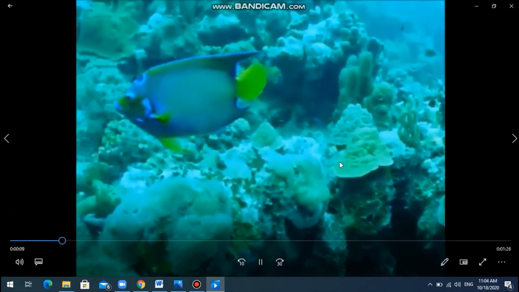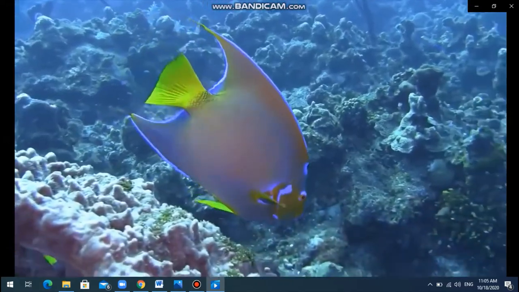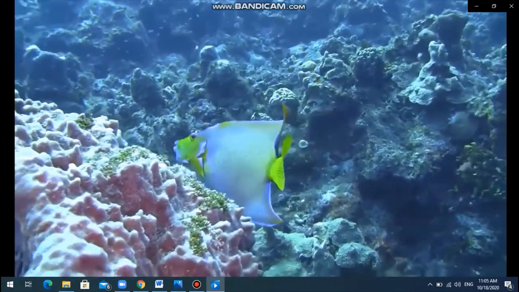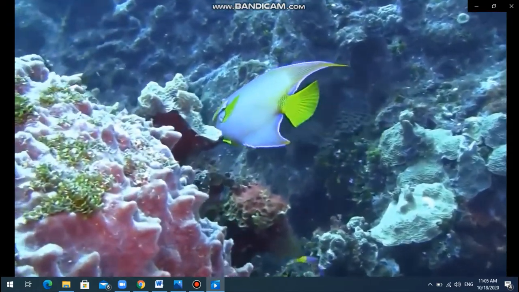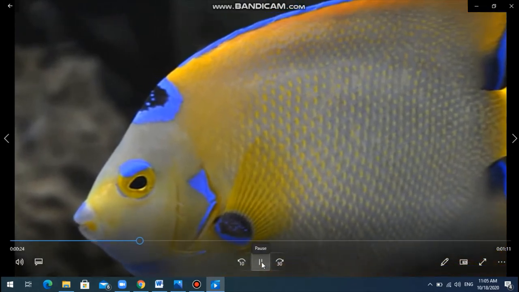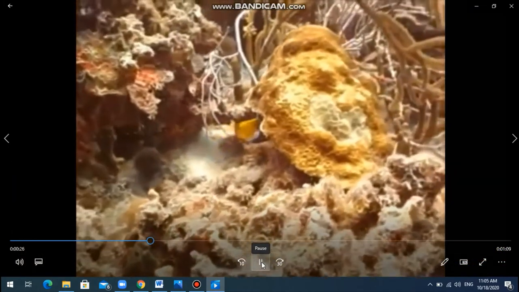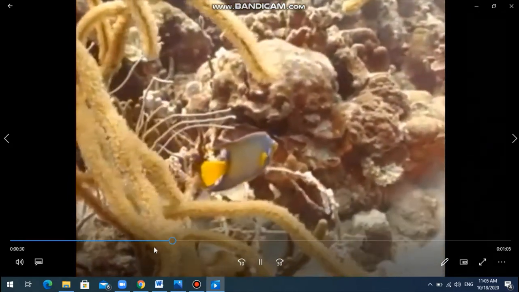Look with me. An angelfish is a fish. This is the angelfish. A fish lives in water and takes in oxygen through gills. It has scales that cover its body.